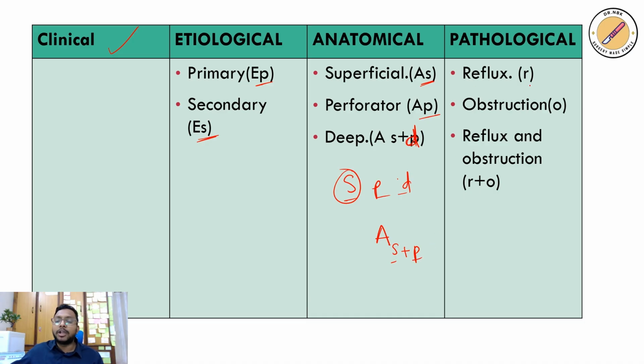Now, coming to pathology, it will be mainly because of two mechanisms. One, it may be because of incompetence of the SF junction or SP junction, that is the saphenofemoral junction or saphenopopliteal junction. Because of the junctional incompetence, there will be reflux, or it may be obstruction, as in case of DVT.